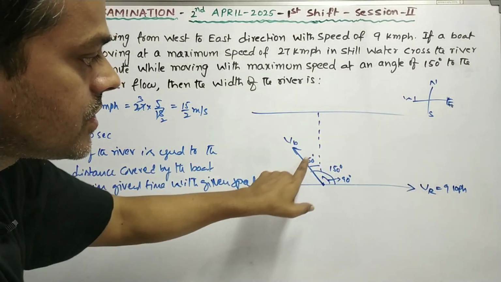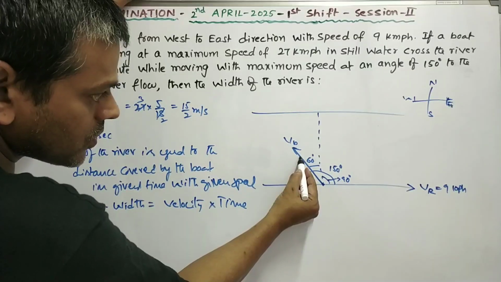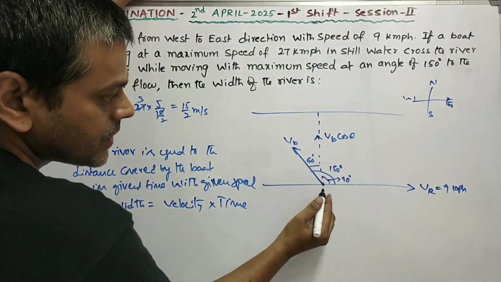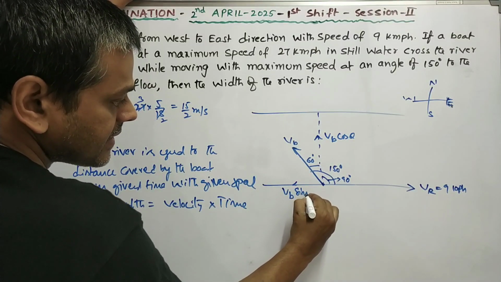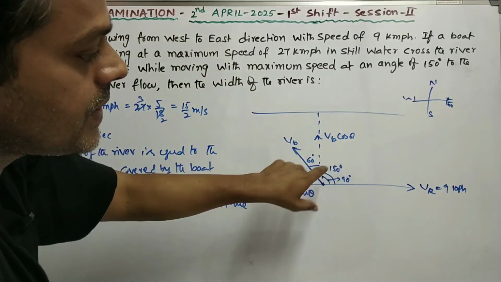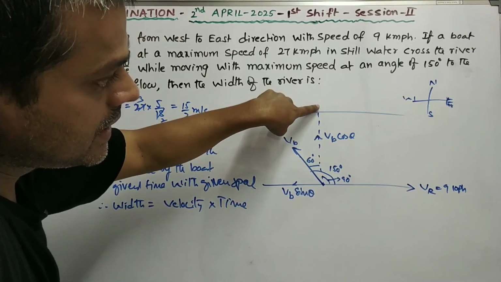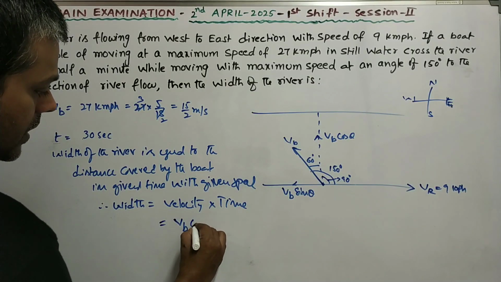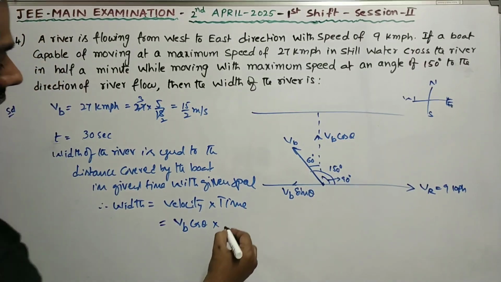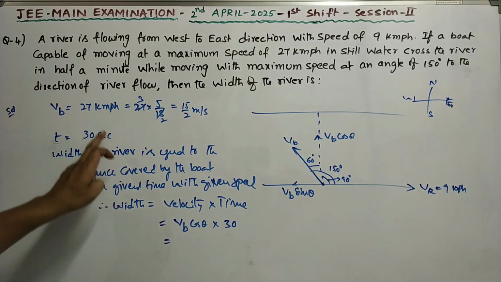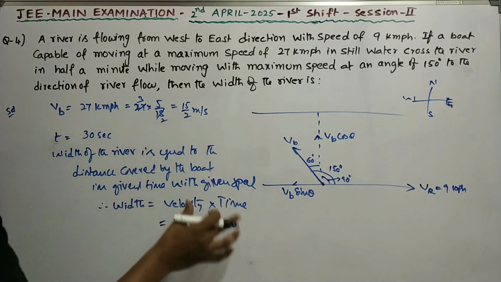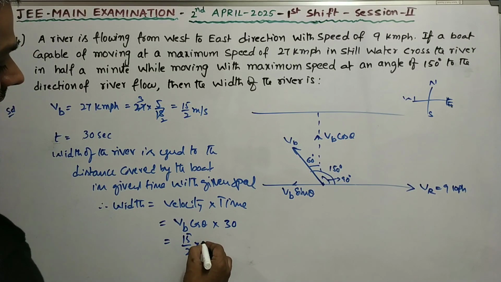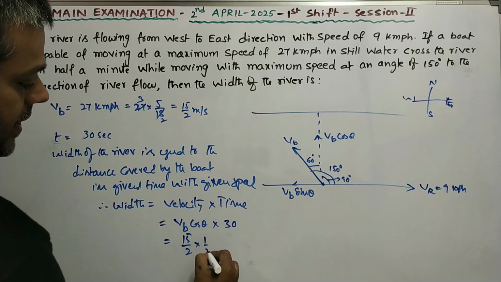Velocity is not exactly in this direction. It is making some angle. So when you resolve this boat velocity into two components, this is VB cos theta. Why? Because this is the adjacent side of this angle. So this is VB sin theta. Isn't it? But we require only VB. Why? Because we are moving starting from this point and reaching this destination point. So the width is equal to velocity of boat and its cos component into time. What is the time? 30 seconds. So what is the velocity of boat given? 27 means 15 by 2. 15 by 2 into cos 60, which means 1 by 2, into 30.